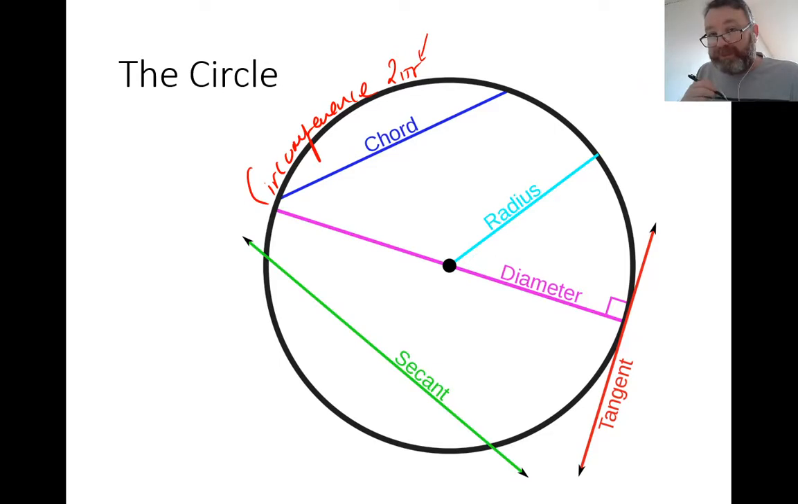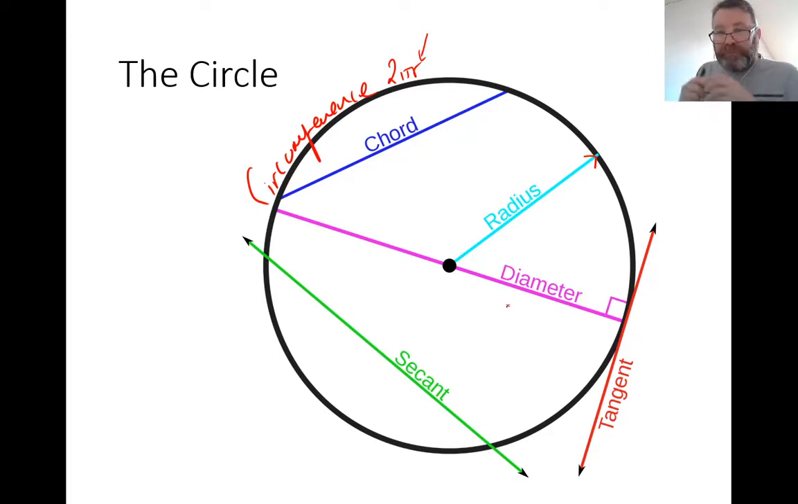Now, what's a radius? A radius is any line that begins at the center of the circle and moves out to touch the circumference at any point. Now, because the circumference contains an infinite number of points, we simply say that every circle has an infinite number of radii. Okay? If you double the radius, you end up getting a diameter.